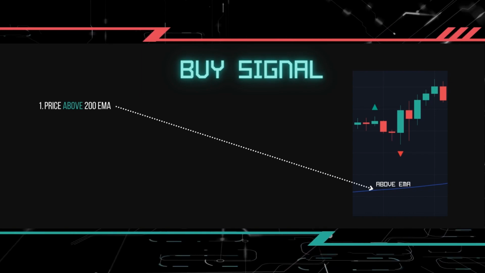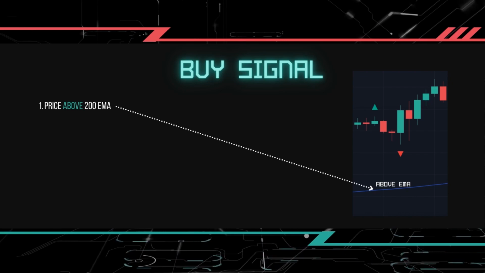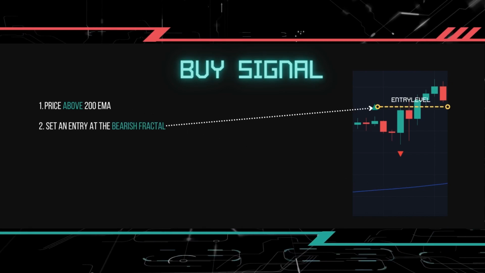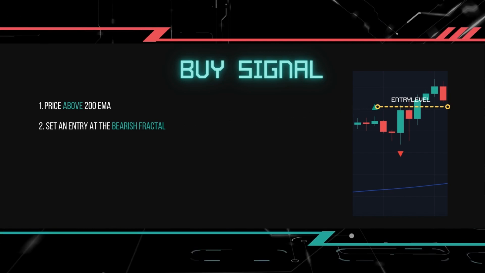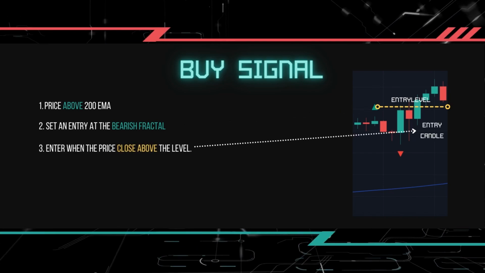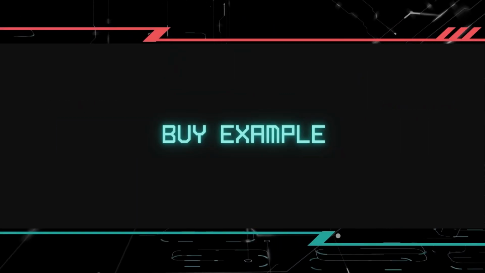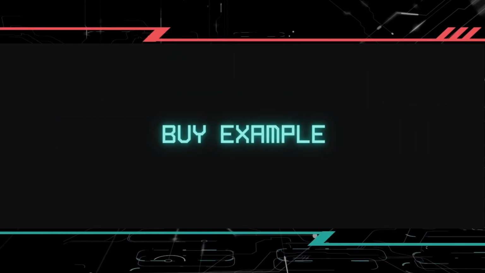For a buy signal, first, the price needs to be above the 200 EMA. Second, the chart needs to form a bearish fractal, shown with a green arrow. Third, we will enter a buy trade when the price closes above the bearish fractal. We have prepared some examples for you to be familiar with the strategy.